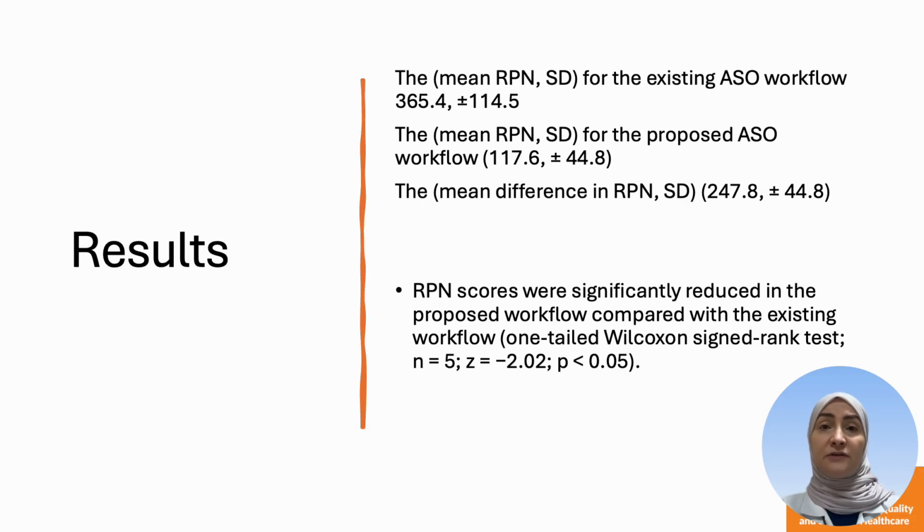So the result of this project, as you can see, the mean risk priority number for the existing ASO workflow was 360 plus, and for the proposed ASO workflow, the mean was around 117. So it decreased by 247, which was statistically significant, less than 0.05.